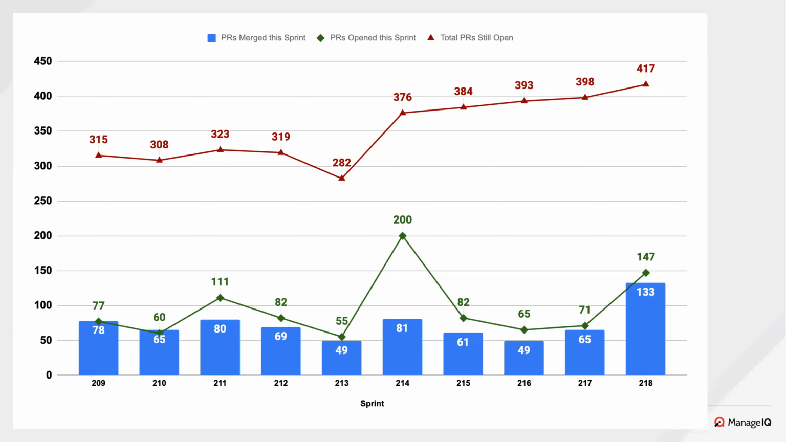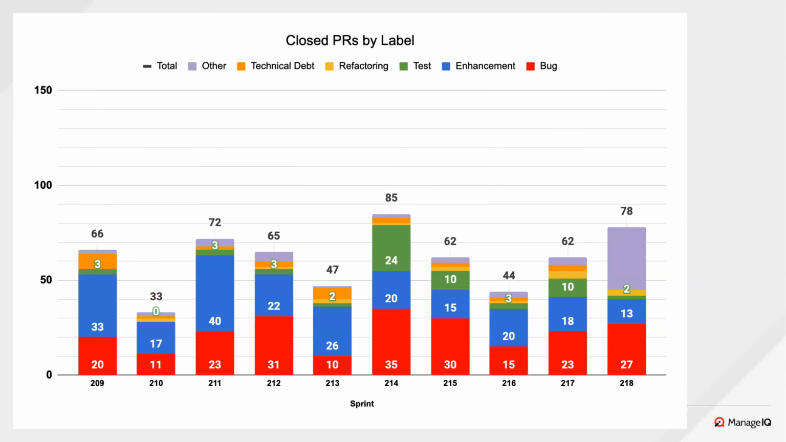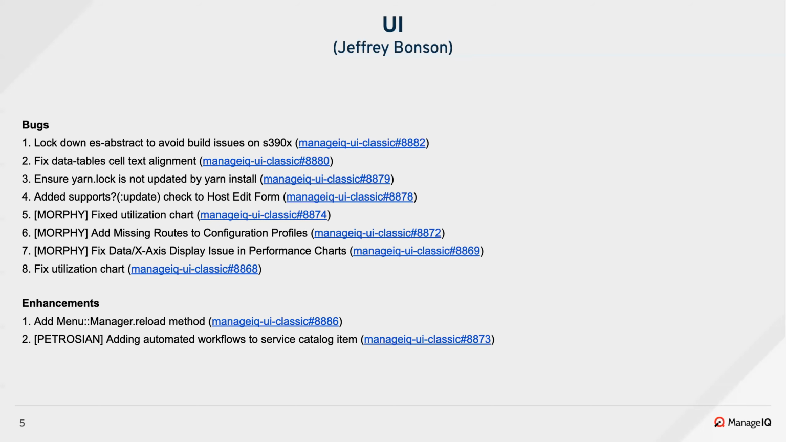As you can see, we had an uptick in PRs merged this sprint. The reason being that there was a blast out of updating all of the GitHub Actions workflows to be at the latest package versions. So that was hundreds of PRs. And you can see that over on the other side with the purple other being quite large, but otherwise we had 27 bug fixes and 13 enhancements. And over to Jeffrey for the UI.